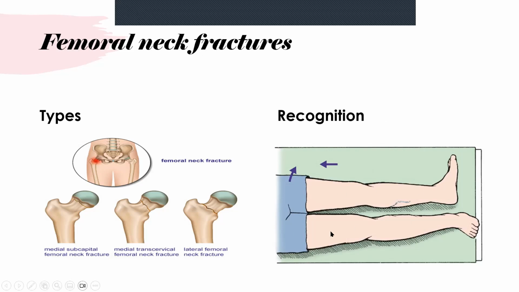And these, as you can see, mimic a posterior dislocation, although the adduction is not as severe. In fact, you don't get much adduction. So you still get the external rotation and the shortening.